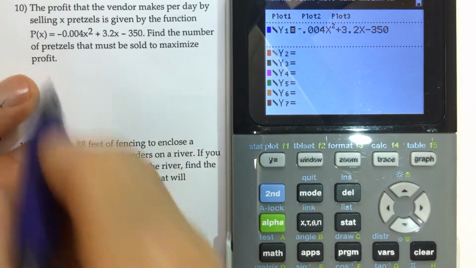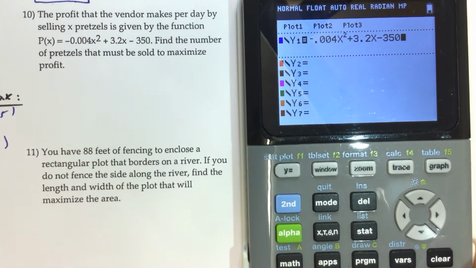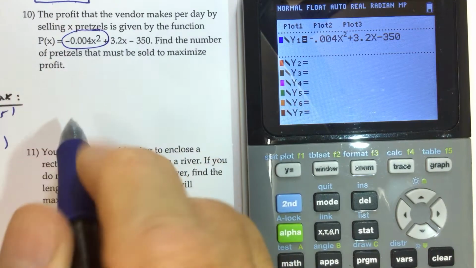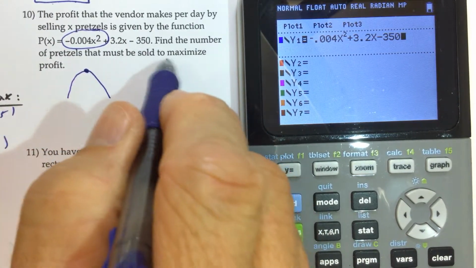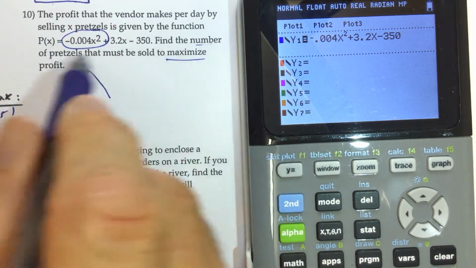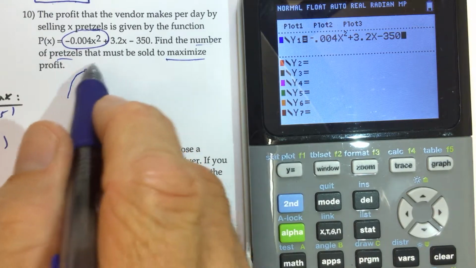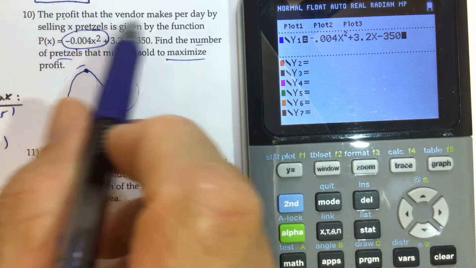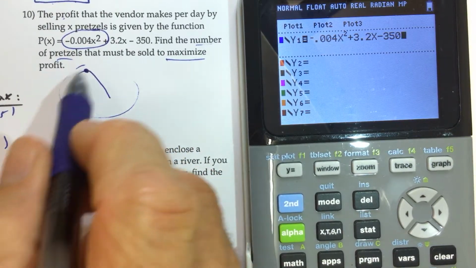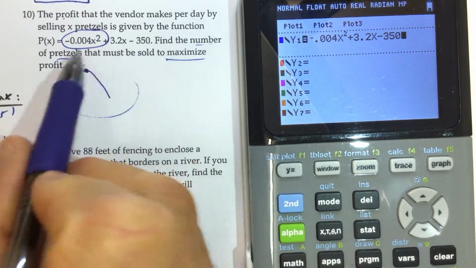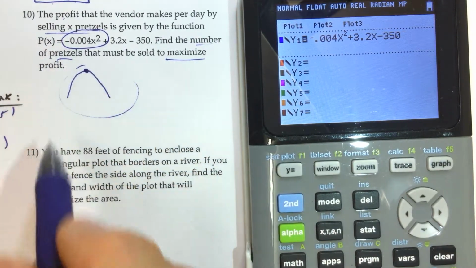You've got a function. You know that the function, if you were to graph it, it's quadratic. We can see that the leading coefficient is negative, so we know it's got a maximum value, and we're being asked to find the number of pretzels that must be sold to maximize the profit. So this is the profit function, the profit that a vendor makes per day. The y values are all the profit, and the x values are the number of pretzels that are sold to realize that profit.